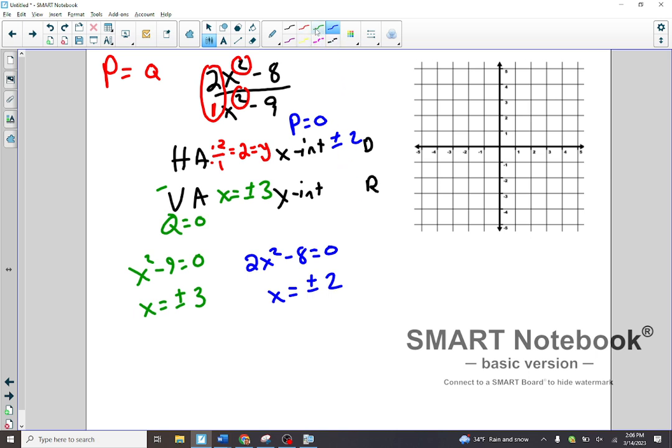Y-intercept is when you plug in 0. So f of 0. So in this case, when I plug in 0, it'll eventually become 8 over 9. I guess I'll write that here. 2 times 0 squared minus 8 over 0 squared minus 9. P equals 0. Make the top equal 0.